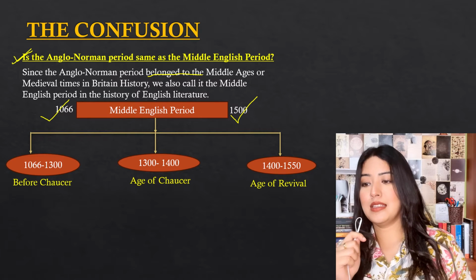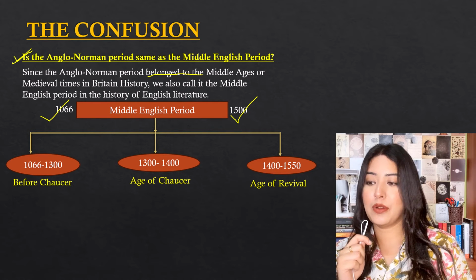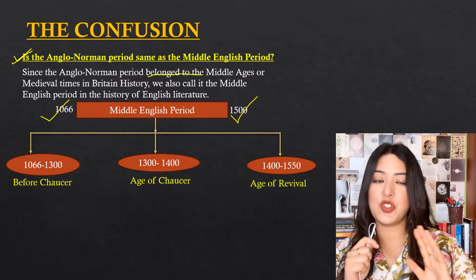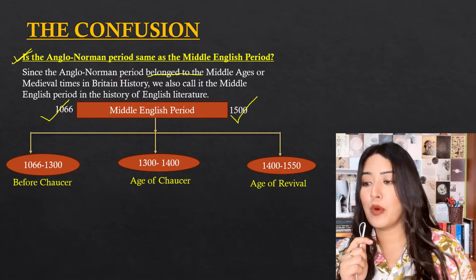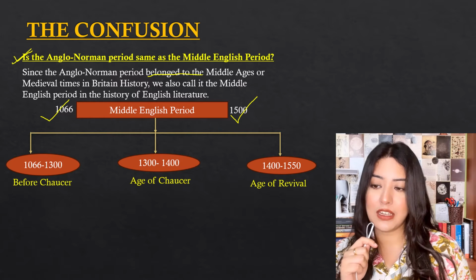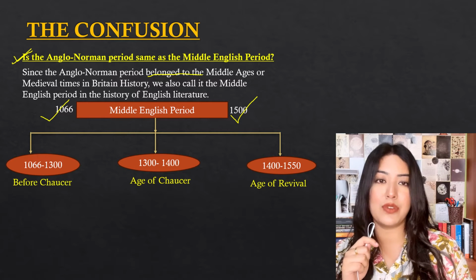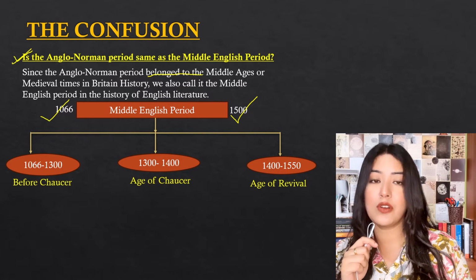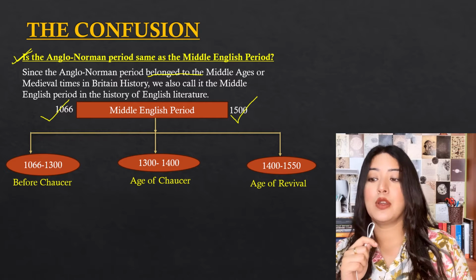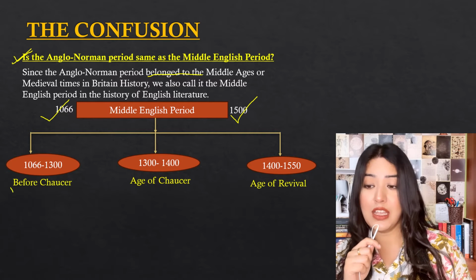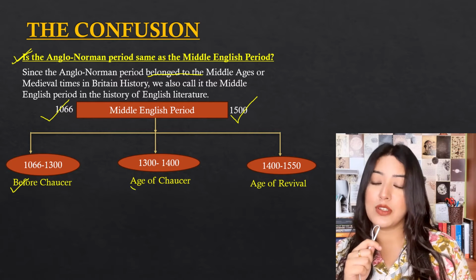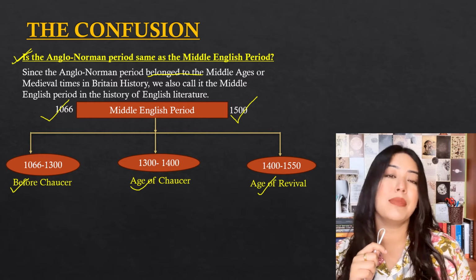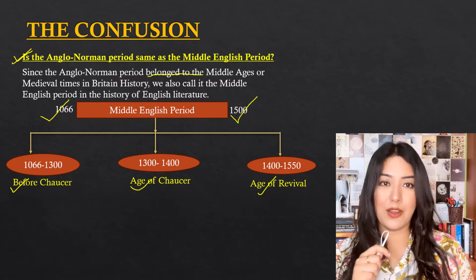So let us look at this Middle English period. From 1066 roughly, it is actually even the 1100s, but let's just take it from the Norman conquest. We have 1066 AD to 1500 AD, and within this period you have three sections, three timelines. You have 1066 to 1300, which is before Chaucer. Then you have the 1300s to 1400s, which is the age of Chaucer, and then you have the 1400s to 1550, which is the age of revival. Together they make up the Middle English period. So I hope this is clear.